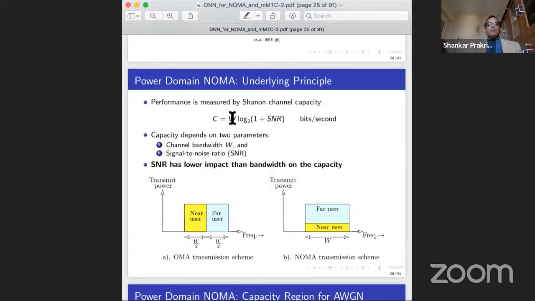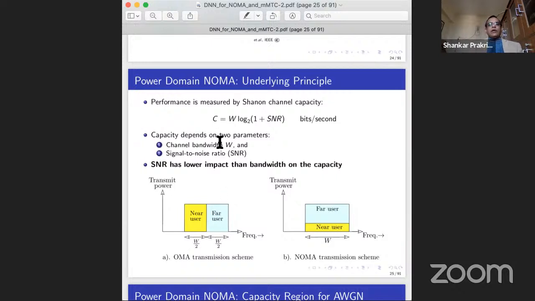What is important is the multiplicative term, because the rest of it is within the logarithm, right? The power term that you have is inside the logarithm. This is a very critical idea. So bandwidth plays a much stronger role. Traditionally, in OMA transmission, we either multiplex in time or multiplex in frequency. Here the idea is that you have the near user allocated half the bandwidth, the far user allocated half the bandwidth, and you are transmitting to both the users.